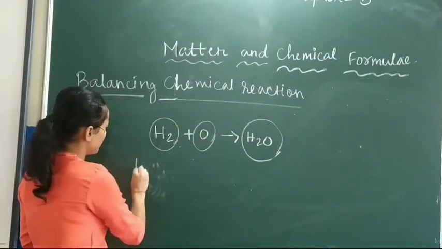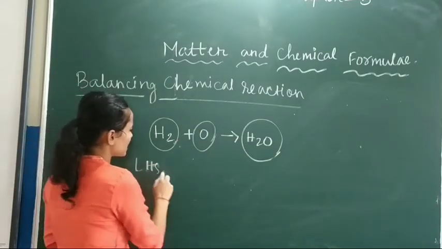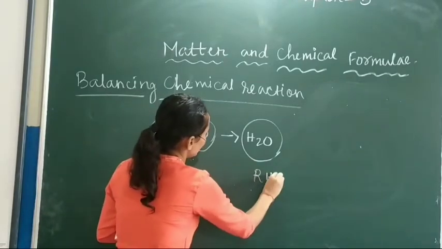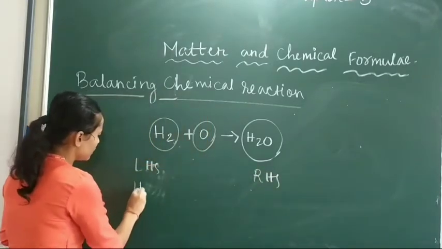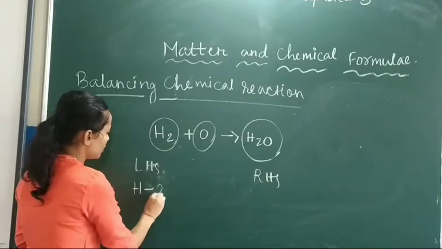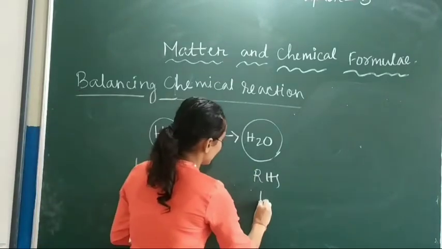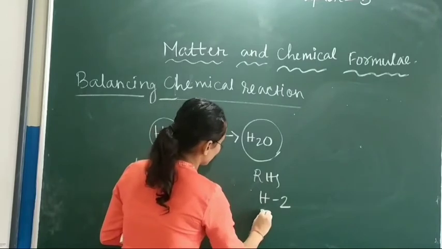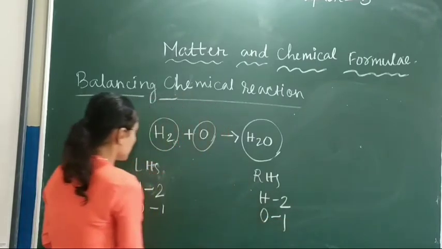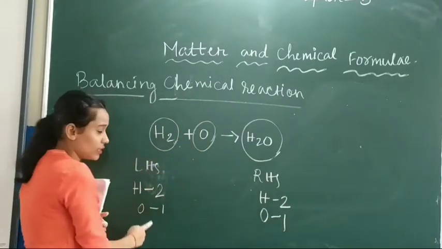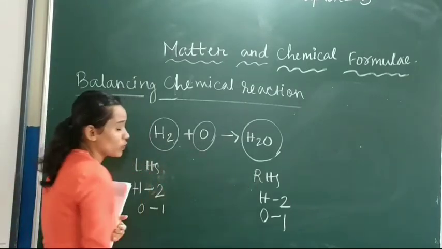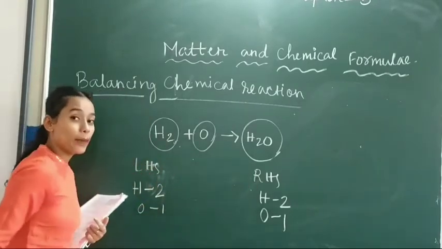So this one we can do in a very easy way, that is left hand side and right hand side. In the left hand side, what happened? How many hydrogen are there? 2. Is not it? Oxygen 1. In the right hand side, two hydrogen are there and oxygen 1. So both are equal. Is not it? In the left hand side and the right hand side. So we can say that the equation is balanced.